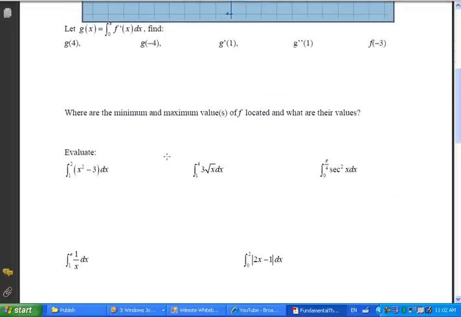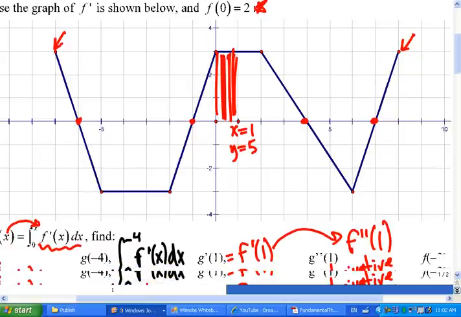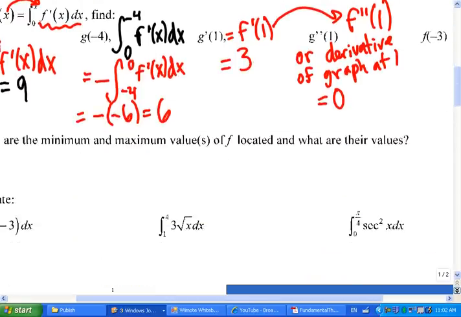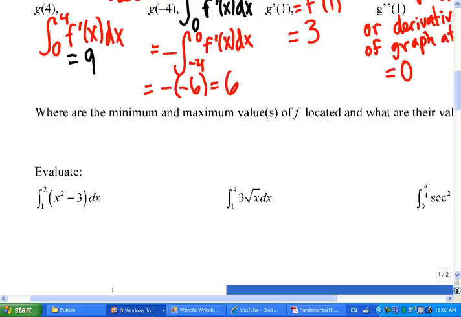Okay. All right. Oops, that's not it. Fundamental theorem. There we go. Okay. So this was minimum was 0.5, maximum was 12.5.